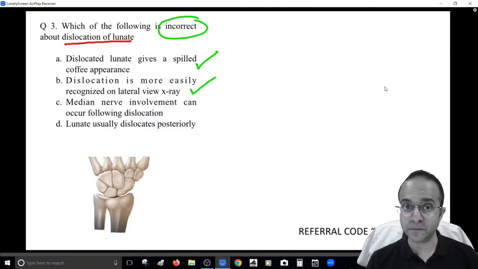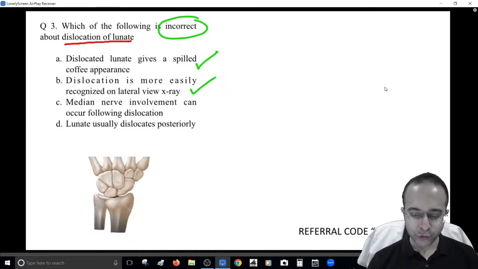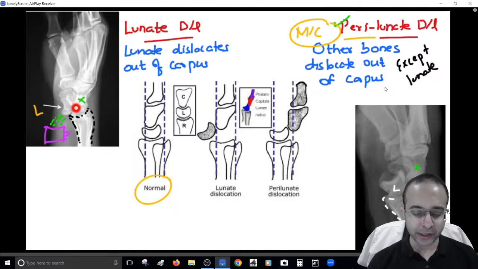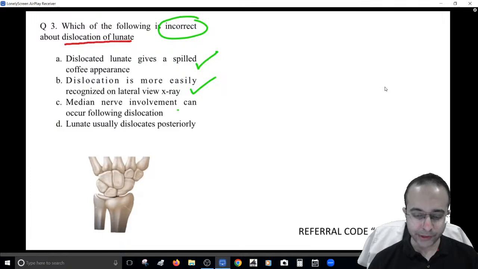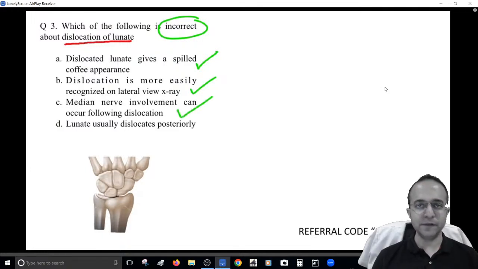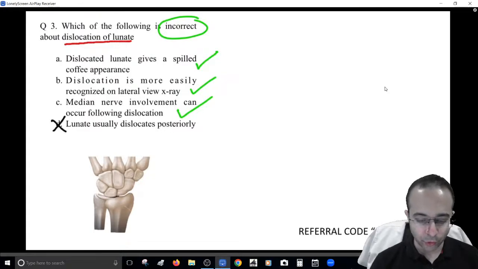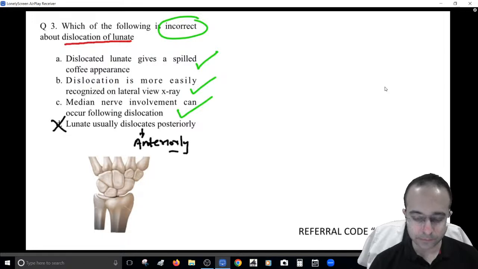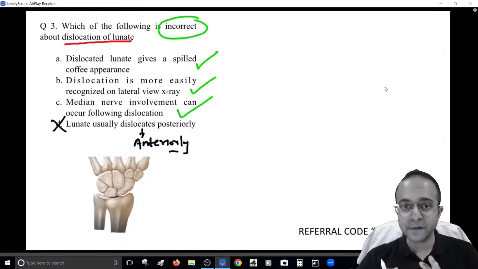Median nerve involvement can occur, yes, because you can very well see lunate is going anteriorly, and in front of the wrist you will have the median nerve. So that makes it logical that median nerve involvement would generally be the nerve involvement if, in this case, if at all it happens. And lunate dislocates posteriorly, no, it dislocates anteriorly. So clear with this, guys?